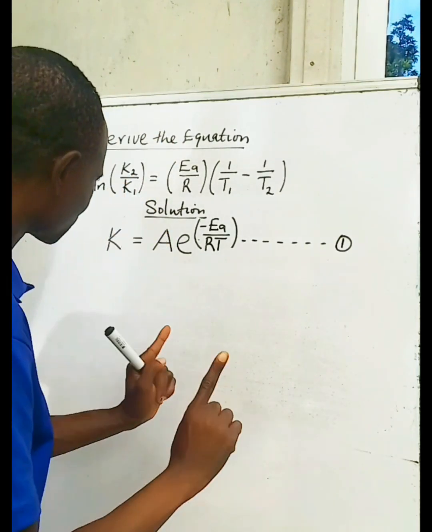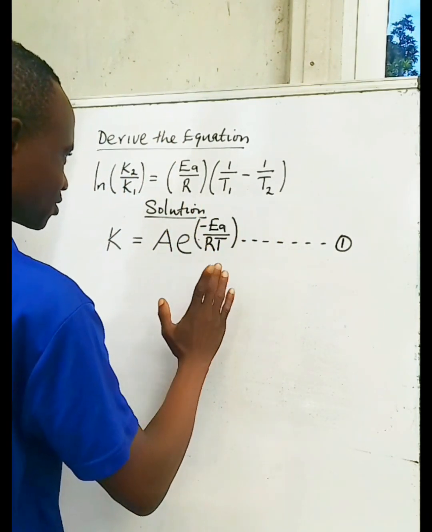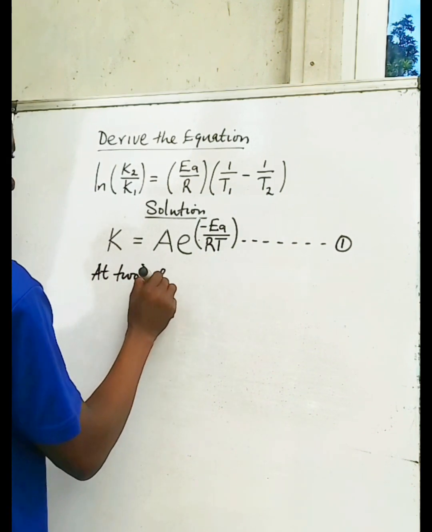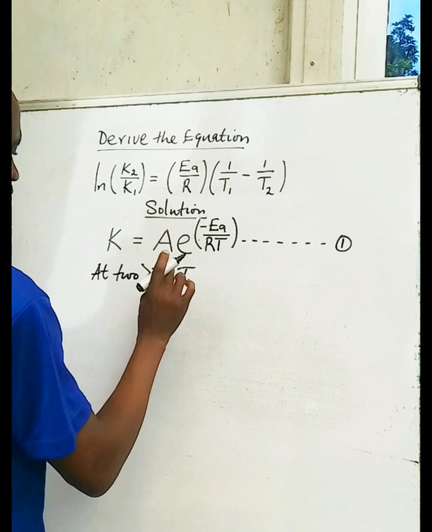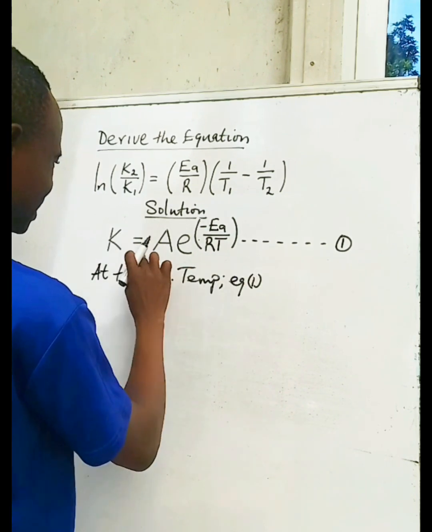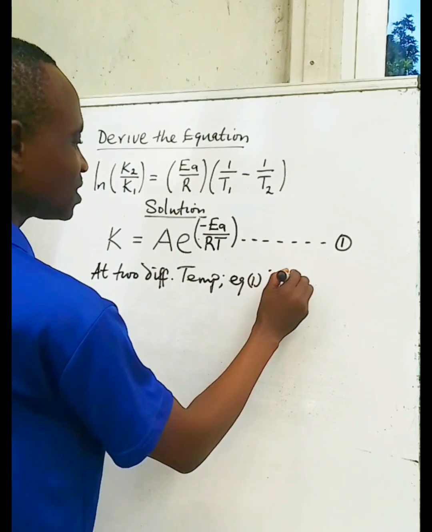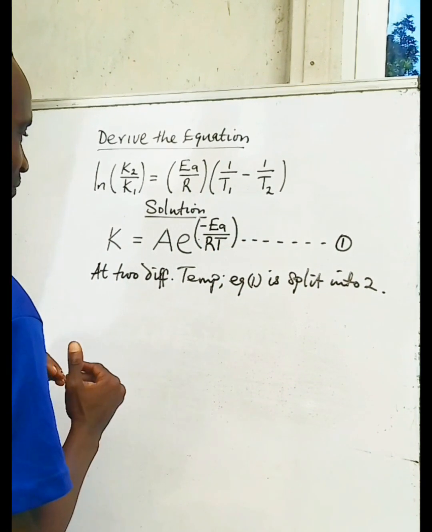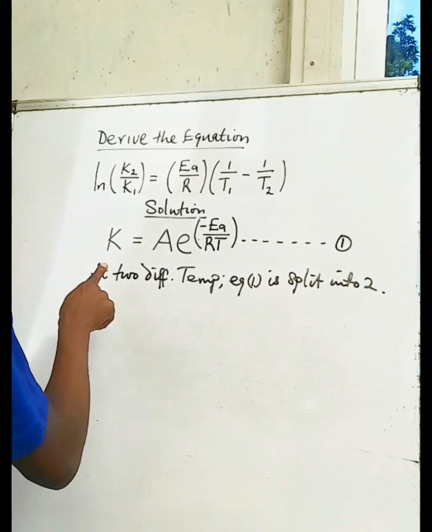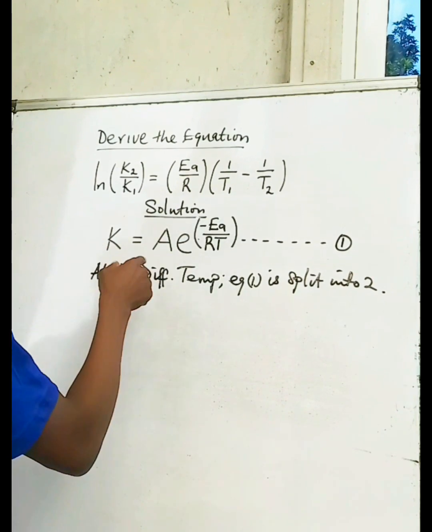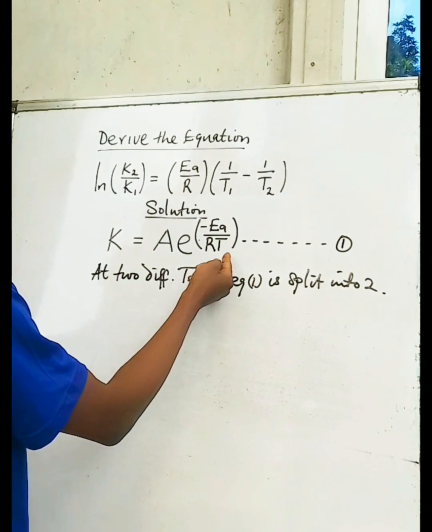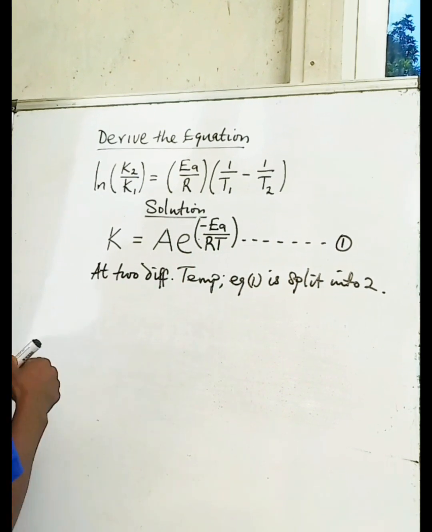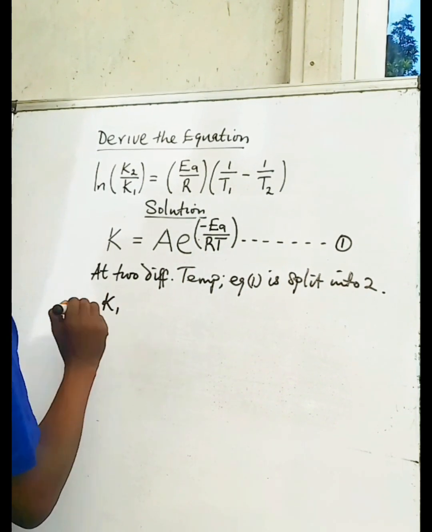We must note that there are two different temperatures. So you say at two different temperatures, equation 1, which is this Arrhenius equation, is split into two because two different temperatures are involved. To do that, we must write this equation in terms of the first temperature T1 and also in terms of the second temperature T2. So to do that, we will create K1 and K2.